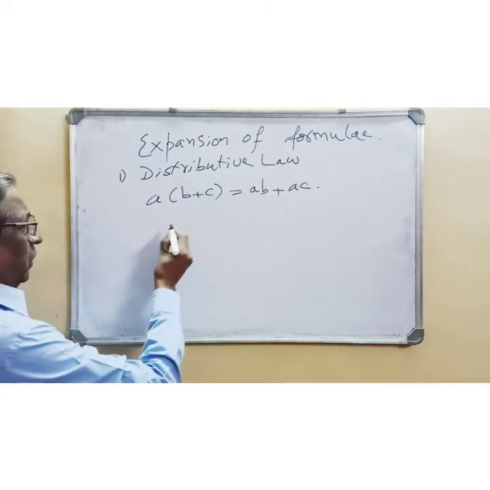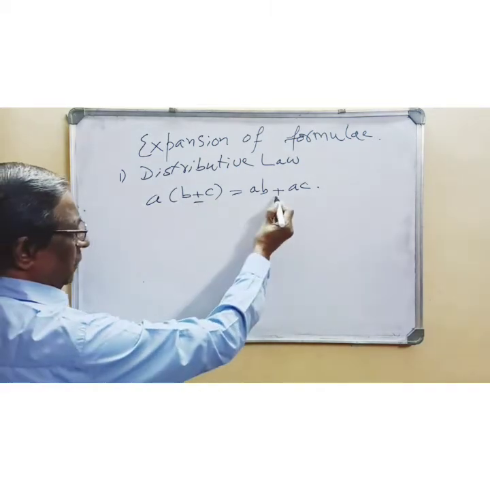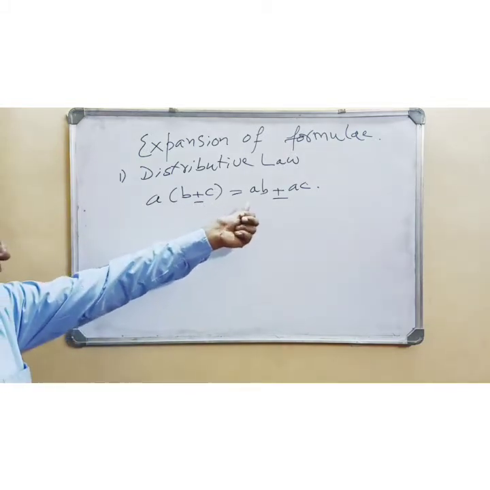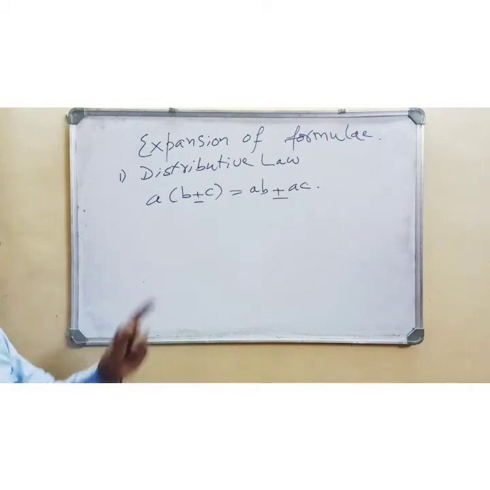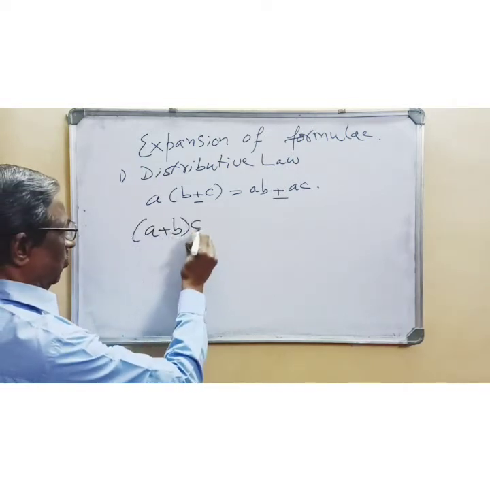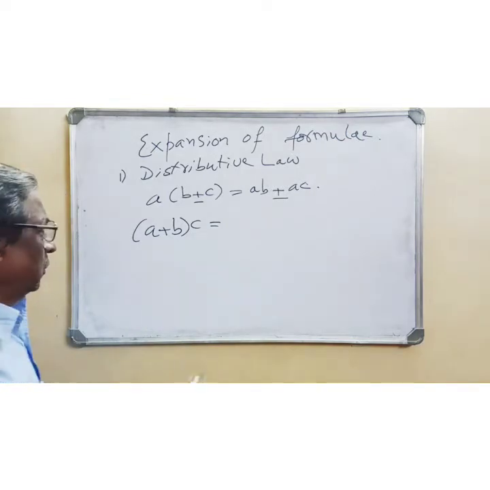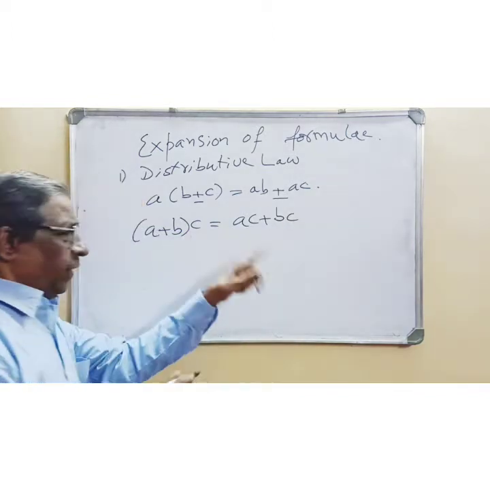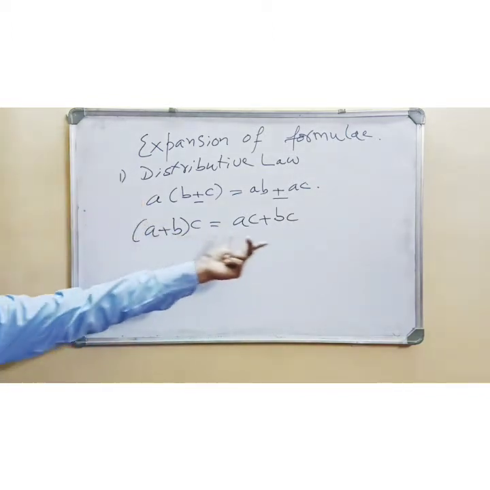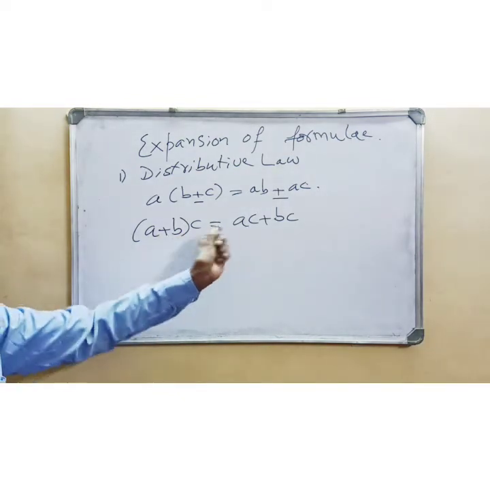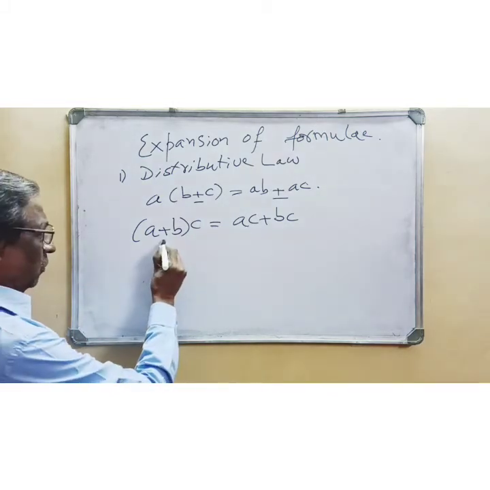Now, it is applicable for minus also. A into bracket B minus C is equal to AB minus AC. This is the left hand distributive law. Now, secondly, if I write A plus B into C, that is AC plus BC. This is right hand. This is a single term, whereas there are two terms here. So, A plus B into C is AC plus BC. Even this is applicable for minus also.